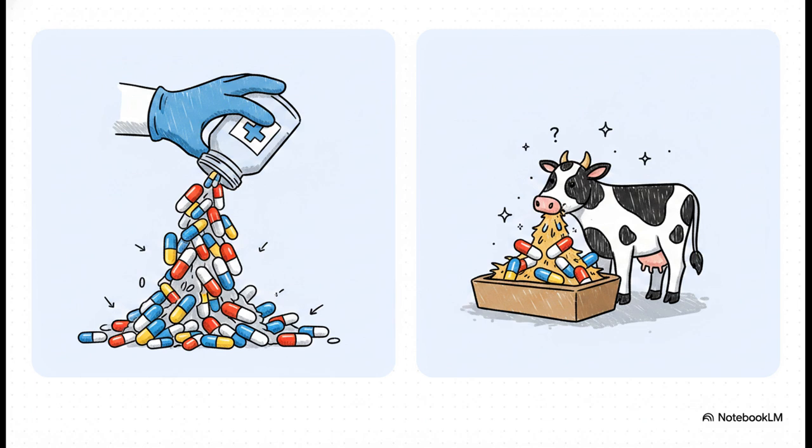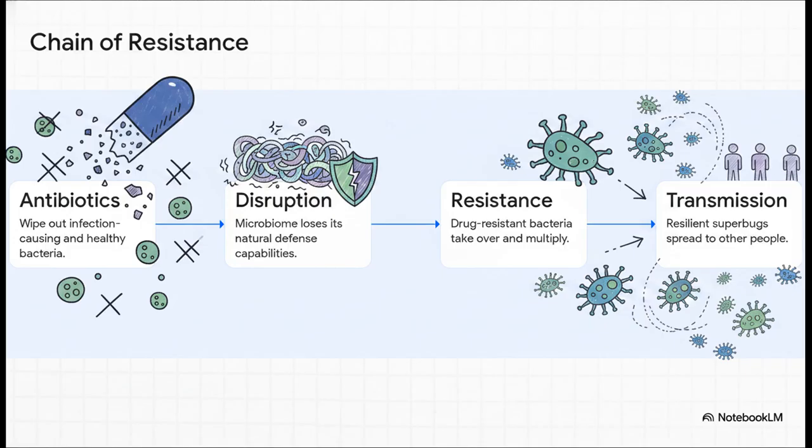Second, there's widespread agricultural use. Low doses are routinely given to food animals just to enhance their growth, which is basically paving a superhighway for resistant bacteria to develop. This whole process unfolds in a very predictable chain reaction.